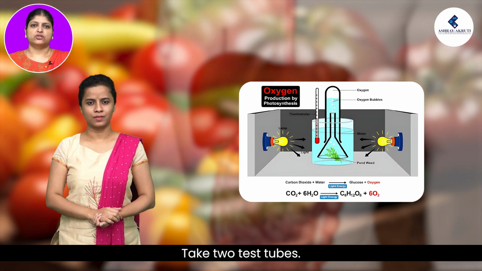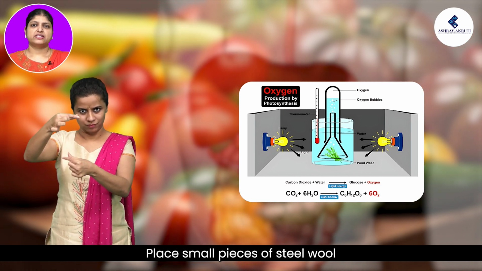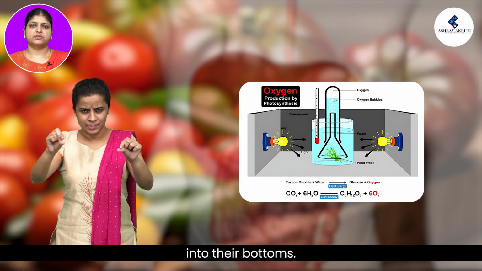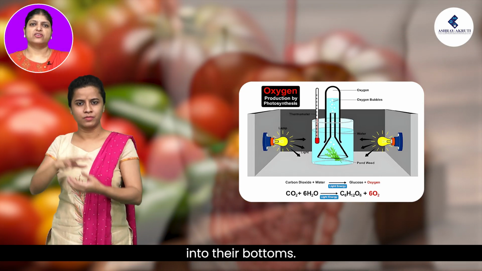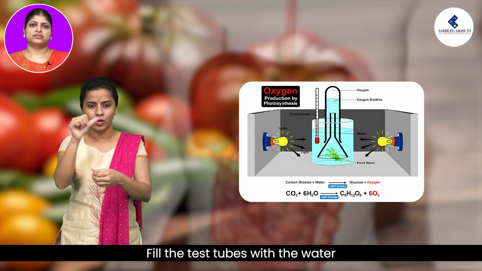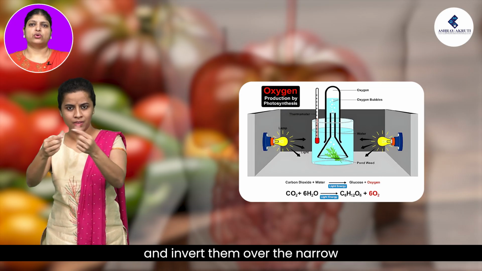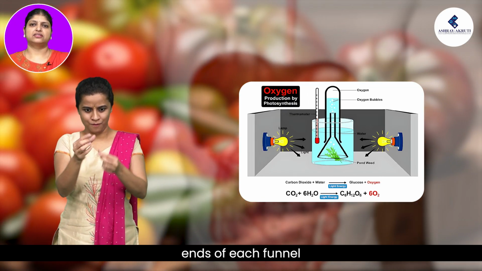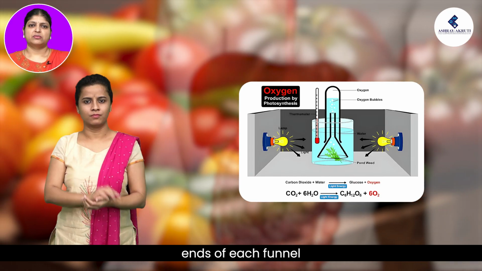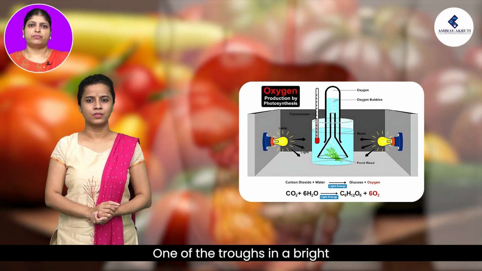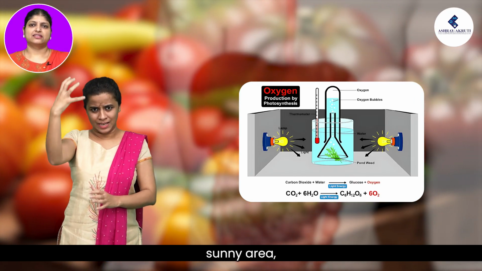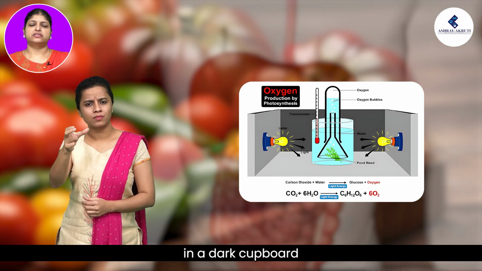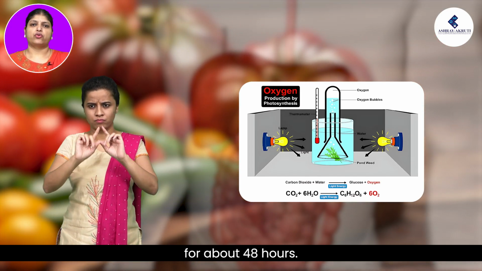Take two test tubes. Place a small piece of steel wool into their bottoms. Fill the test tubes with water and invert them over the narrow ends of each funnel. Place one of the troughs in a bright sunny area, whereas the other trough in a dark cupboard for about 48 hours.